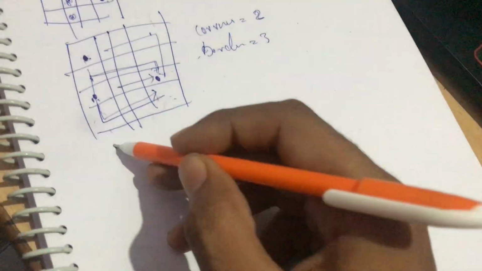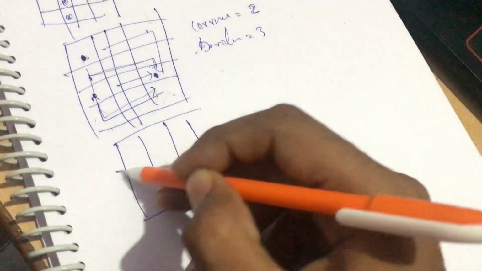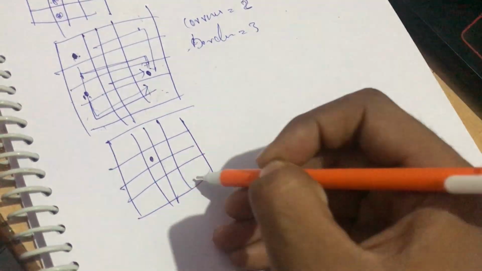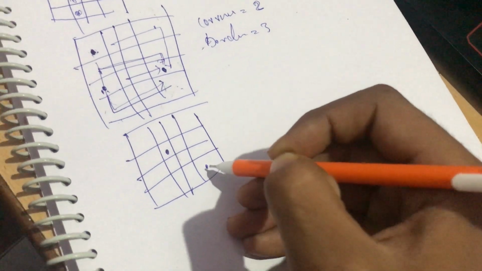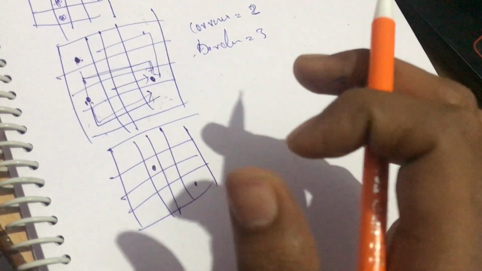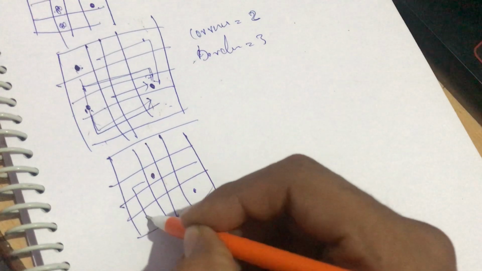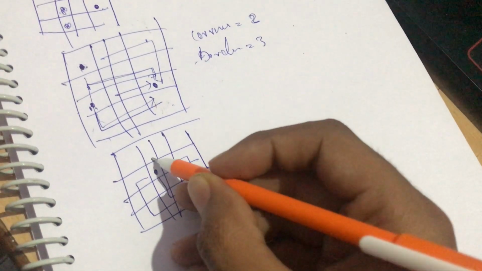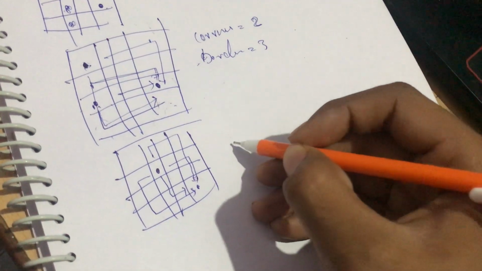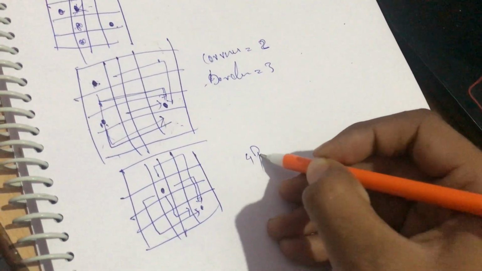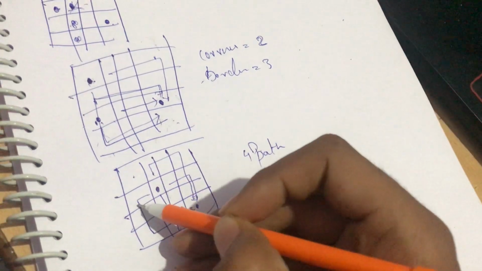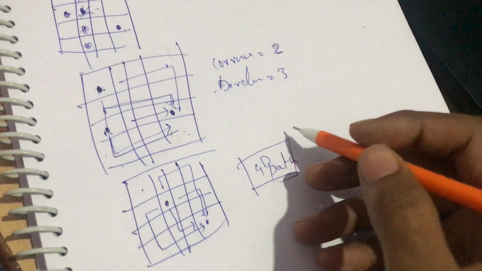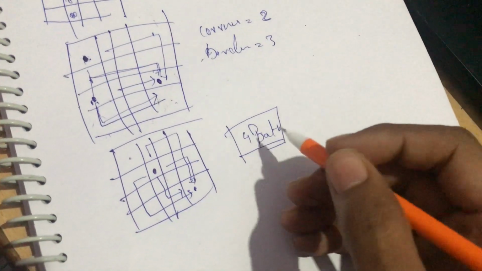Let me make another grid, because that grid got messed up. Let's suppose you are standing right here and you want to reach the person who is standing here. Now you have a total of four paths: you can reach him from there, from here, from here, and from here. So when you are standing neither on the corner nor on the border, you have four paths. So you just need to output the minimum number of paths.